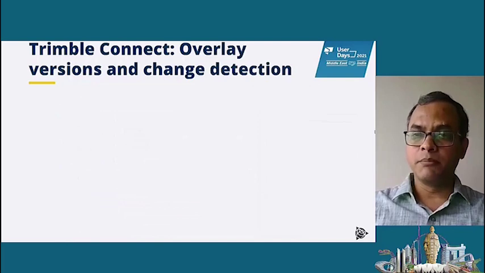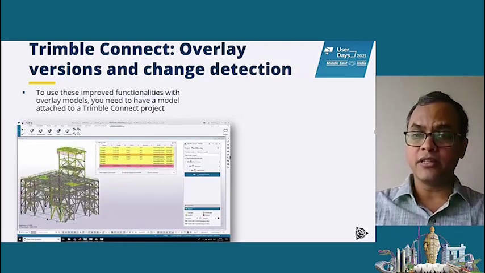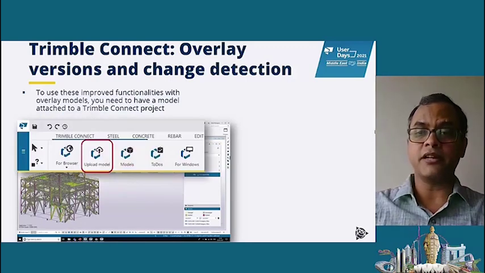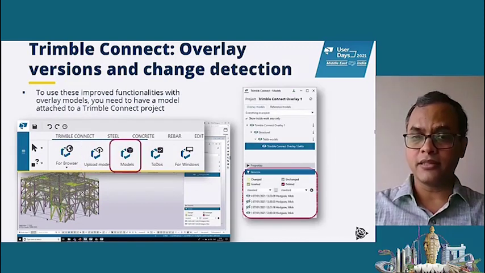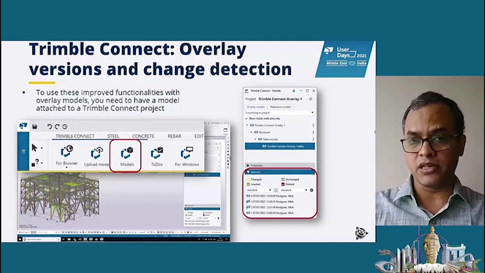On the Trimble Connect interoperability front, now we have new overlay versions and change detection functionality. Using this functionality, we could quite easily check the changes that happened between two different model version files. To use the functionality, the Tekla Structures model has to be collaborated with Trimble Connect. So once we upload the model to Trimble Connect, it will create a new version of that particular model under the Trimble Connect model's user interface.